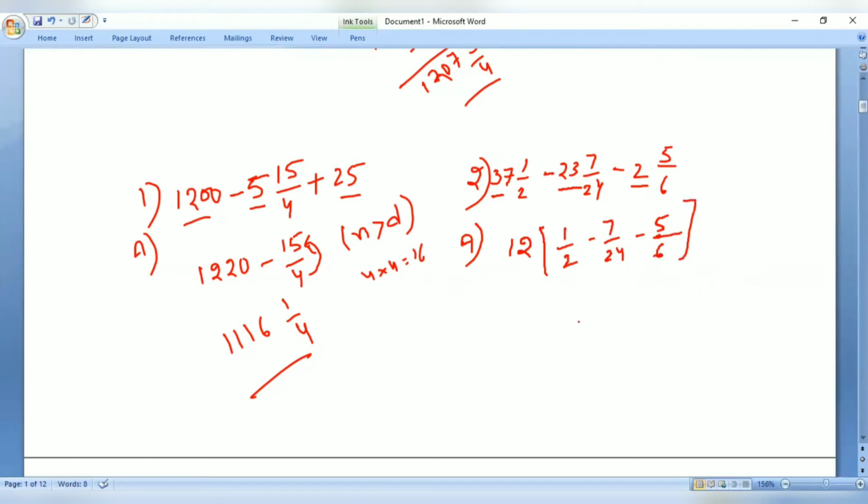So what is the LCM of 2, 24 and 6? It is 24. So it is 12 minus 7 minus 20, because 6 into 4 is 24, and 24 into 5 is 20. So the 12 comes here as it is. So 12, this is 27 and 12. So 12 minus 15 by 24.